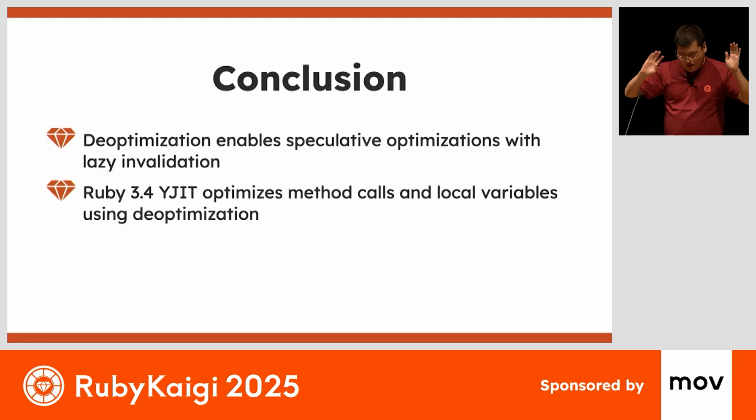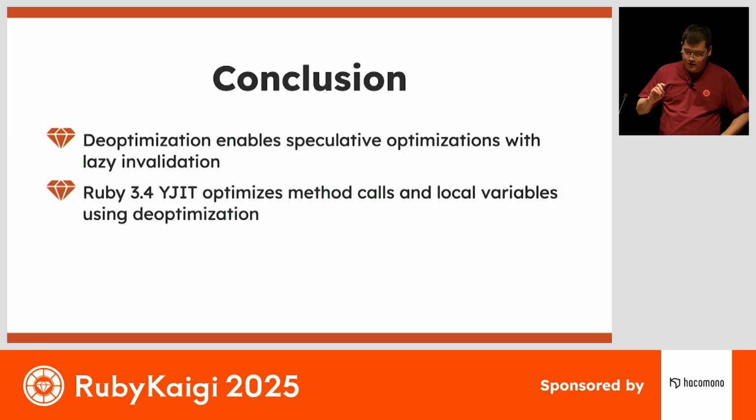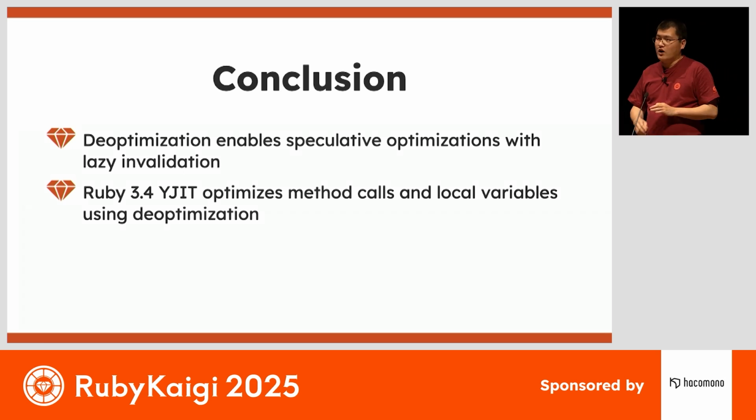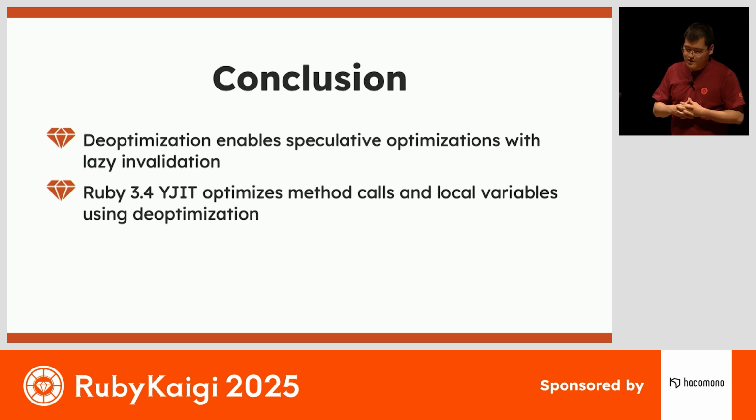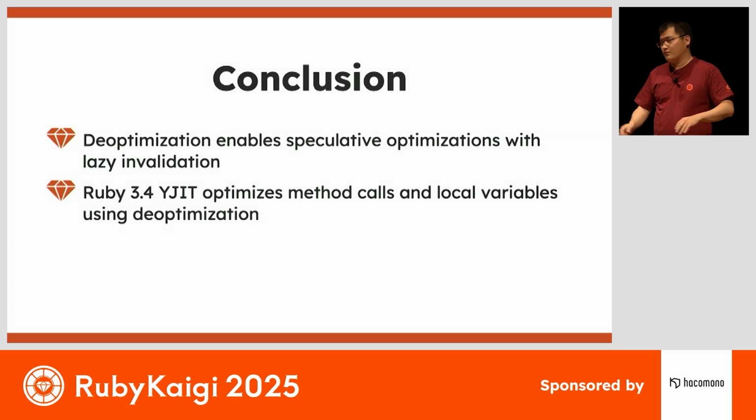I talked about it a bit fast, but that now comes to the conclusion. Deoptimization enables speculative optimization, with lazy invalidation and throwing away the code later. And in Ruby 3.4, YJIT optimizes local variables and method calls using the technique called deoptimization, which is the conclusion of today. Thank you for coming to the talk.